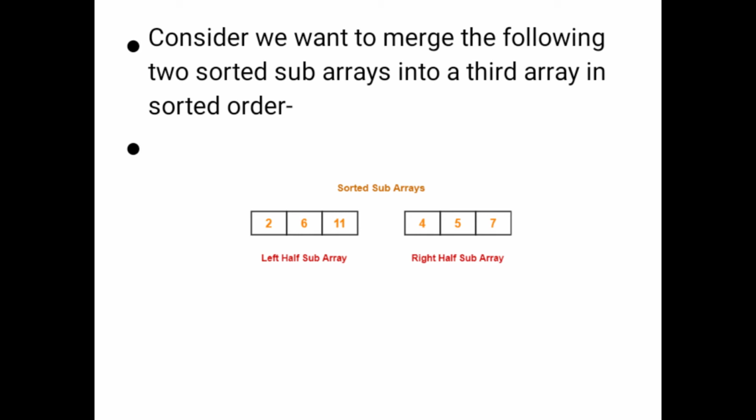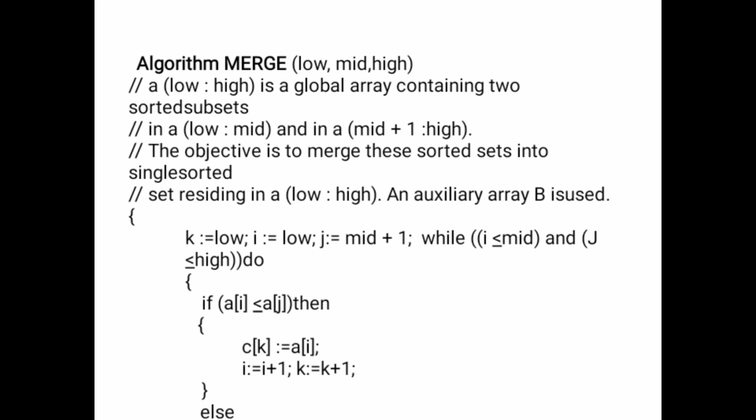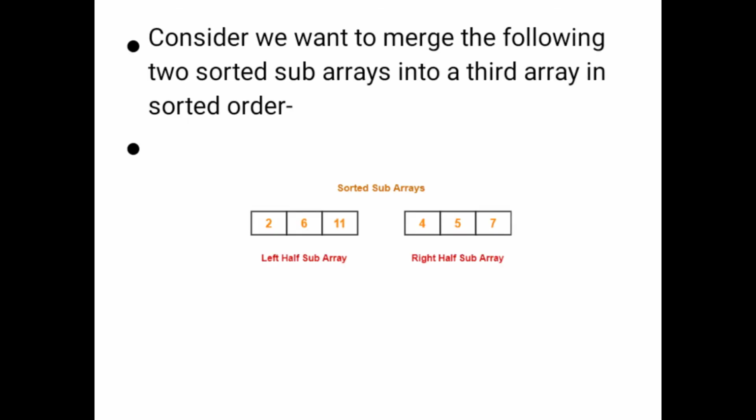Now we will see how this algorithm works. Merge algorithm, simple merge algorithm. Here you are taking three indices, low, mid and high. Then A of low to high is a global array containing two sorted subsets in low to mid and mid plus 1 to high. The objective is to merge these sorted sets into a single sorted vector. So in this you can see this is one subarray and this is another subarray. You have to merge these two subarrays into a single sorted vector.